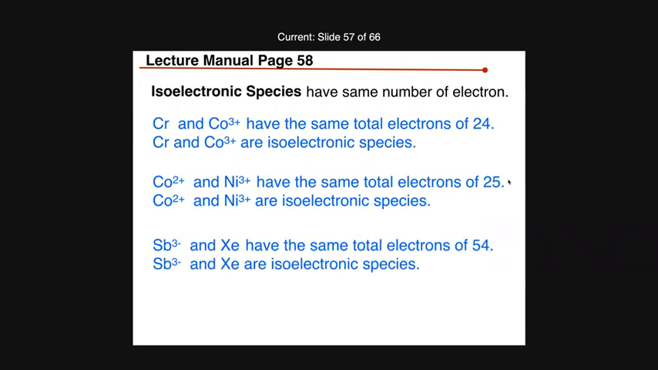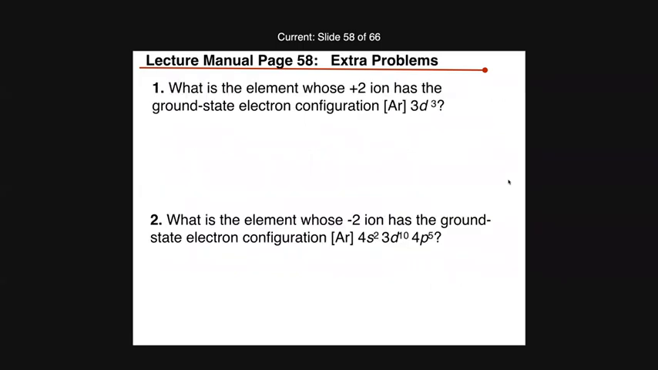Same thing for antimony. When you have 3 minus, you gain 3 electrons, which is equal to xenon that we saw earlier. Because these two have the same total number of electrons, they are isoelectronic species of each other. Okay, so that's what isoelectronic species means.